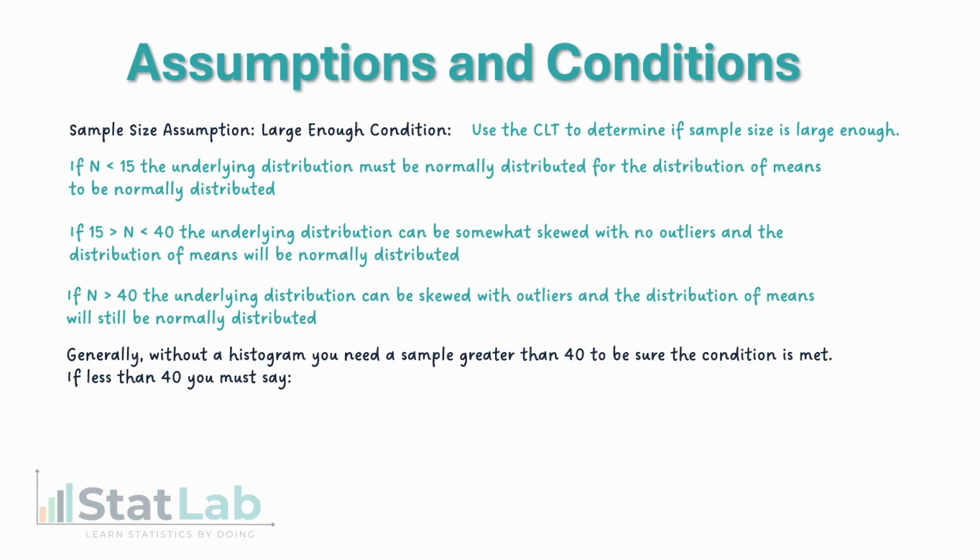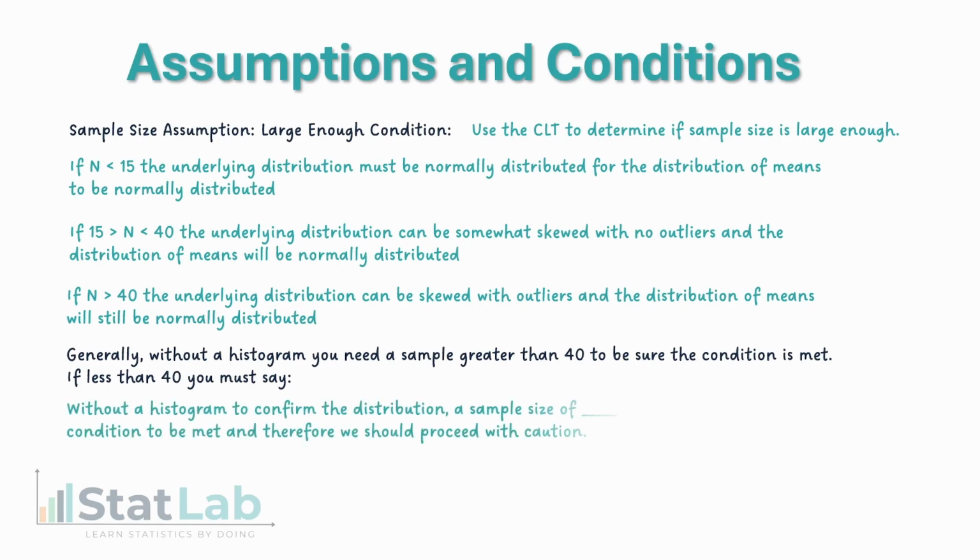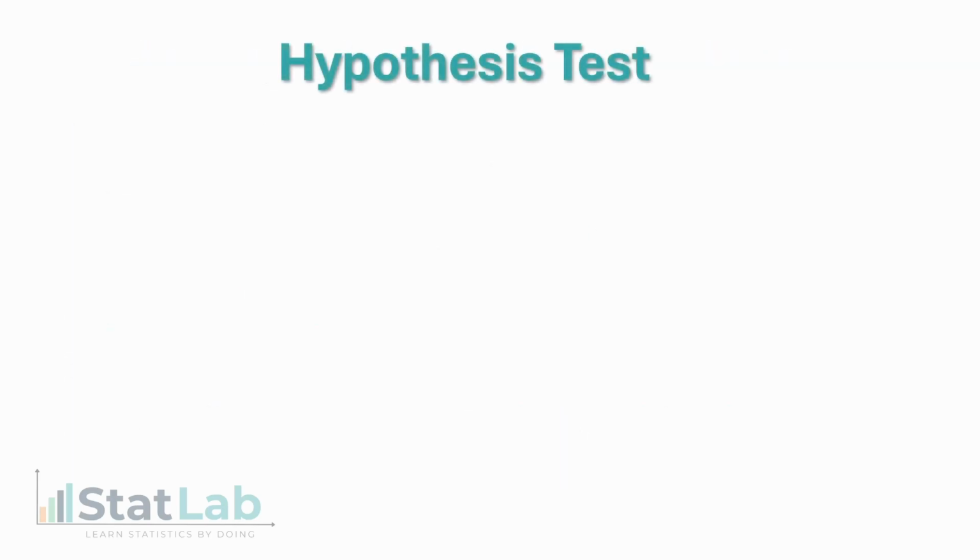So if you have a sample of less than 40 and you don't know the distribution, you need to say something like this: without a histogram to confirm the distribution, a sample size of n may not be large enough for the condition to be met, and therefore we should proceed with caution. But if you knew your distribution, then you can make your decision directly, or if your sample size is greater than 40, then you can just go ahead and say the condition is met because your sample is greater than 40. So let's now look at how we would do a hypothesis test for means.